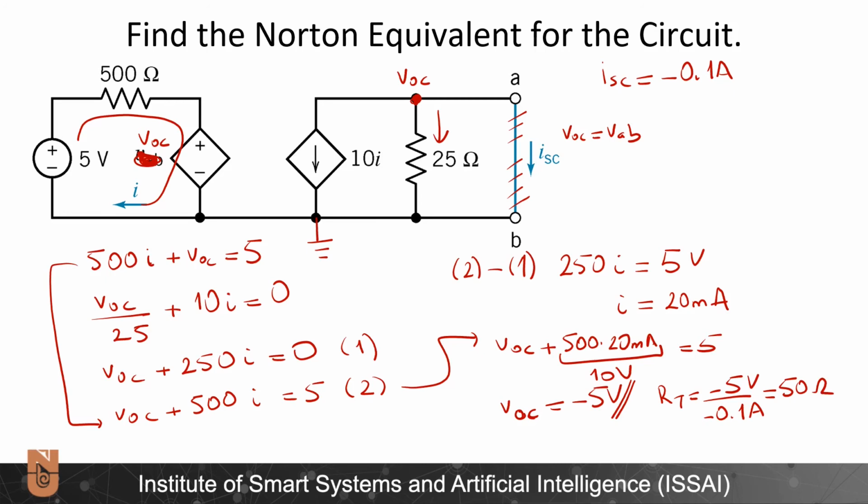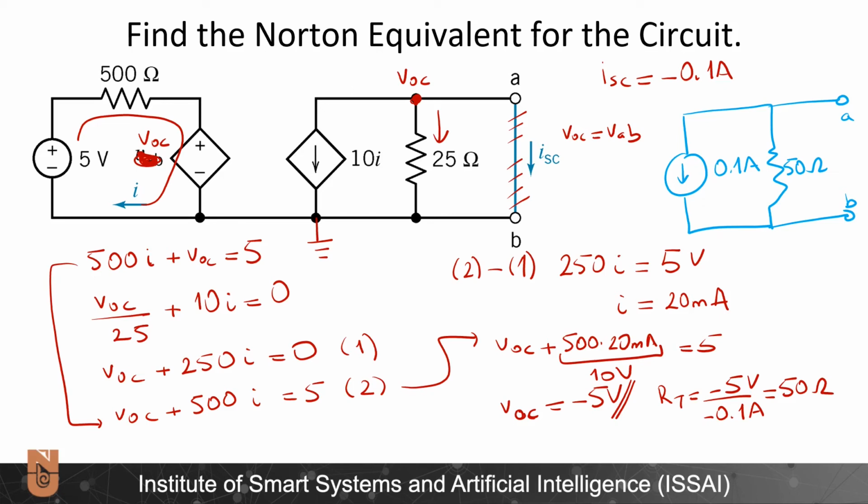Accordingly, I can draw the Norton equivalent circuit as 0.1 amperes flowing downward with a parallel resistance of 50 ohms, and here the ports A and B, and this concludes the solution of this example.